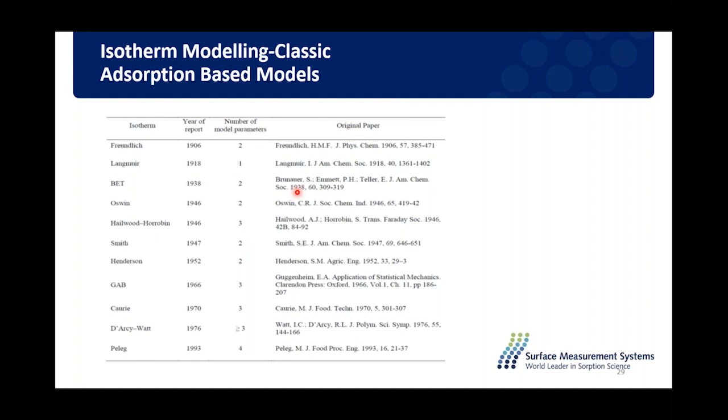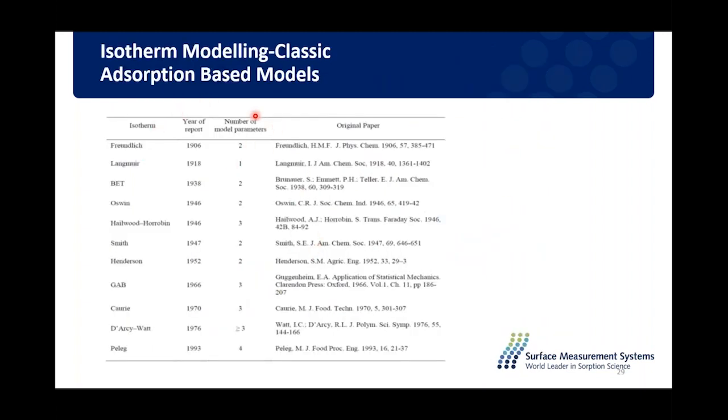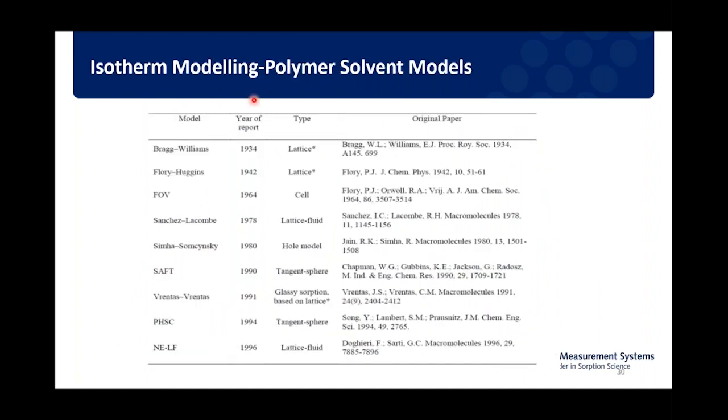Once I understand and measure the isotherm, there are a wide range of models. I won't get into those. There's another webinar on isotherm models. If you're interested, we can provide that for you. But once I measure the isotherm, which is the uptake as a function of relative humidity, there are a wide range of surface-based and polymer solvent-based isotherm models that could give you an indication of how that moisture or that vapor is interacting with the sample.